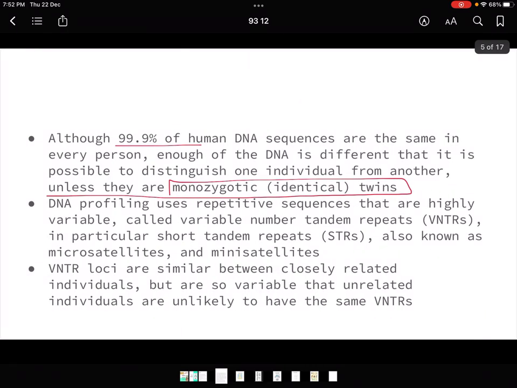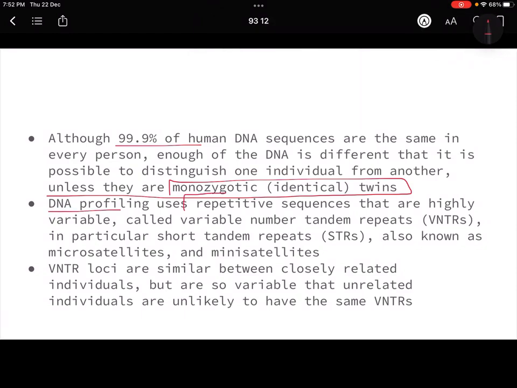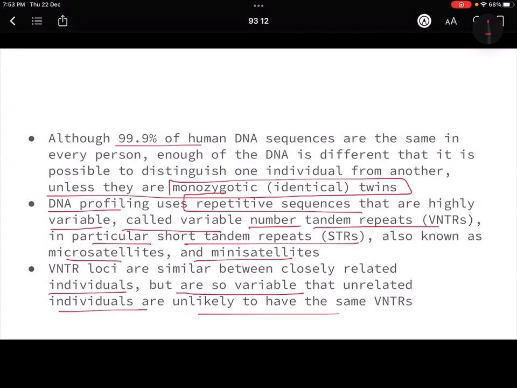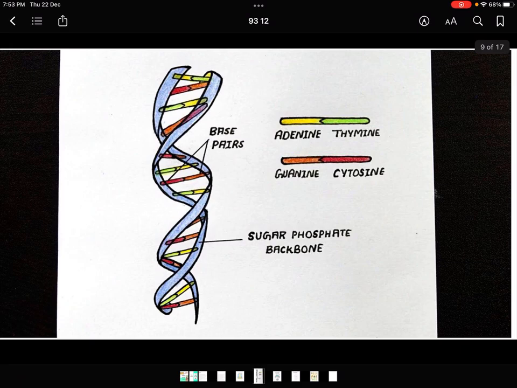So ये समझ गए? Then now the point is, हमने समझ लिया what are the ethical concerns, where it has been used, what is DNA fingerprinting, and why is it so important in today's day and age, right? But now how to do it? Now DNA profile uses repetitive sequences that are highly variable, called variable number tandem repeats. In particular, short tandem repeats, also known as microsatellites and mini satellites. Now these are similar between closely related individuals, but so variable that unrelated individuals are unlikely to have the same VNTR. Now I'm sure you did not understand, so don't worry, I'll take you very slowly to the whole concept.